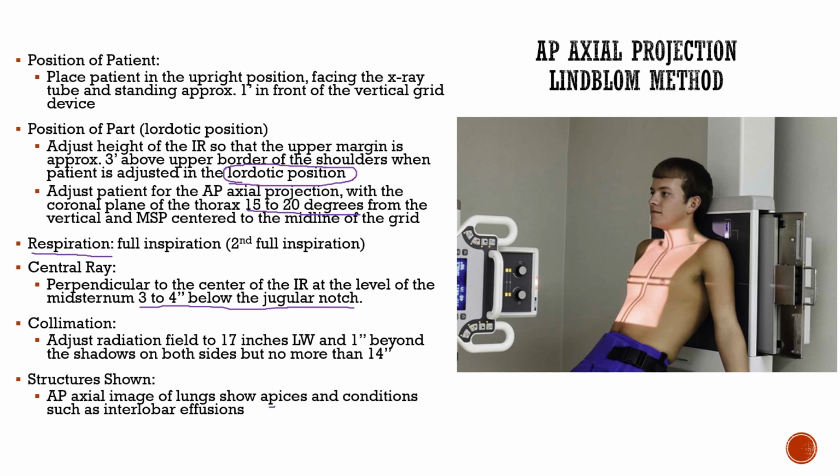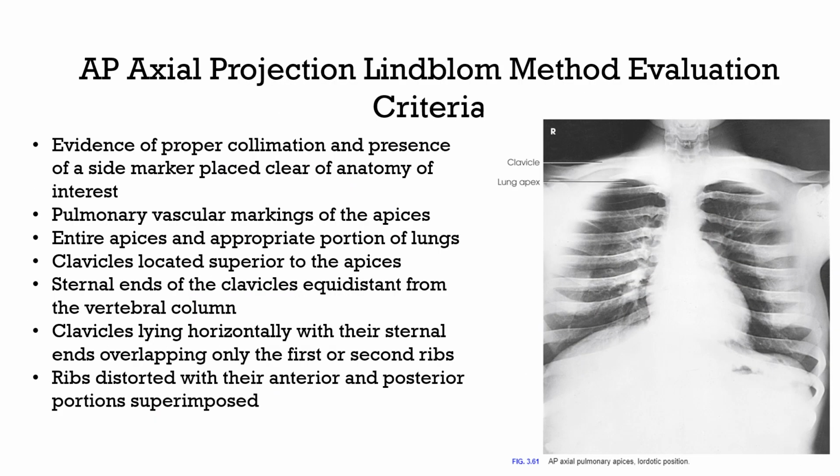And what we want to see are the apices and conditions such as interlobar effusions. So the image looks very strange. We want the clavicles projected above the apex of each lung, or the apices. We want to see the entire apices in the appropriate portion of the lungs. The ribs are going to be distorted with their anterior and posterior portions superimposed.